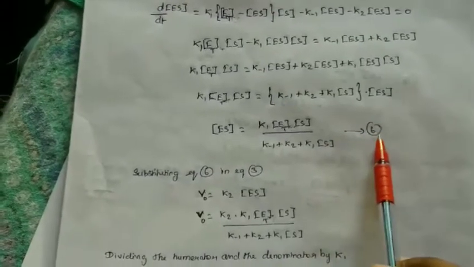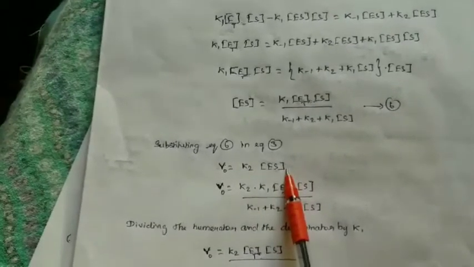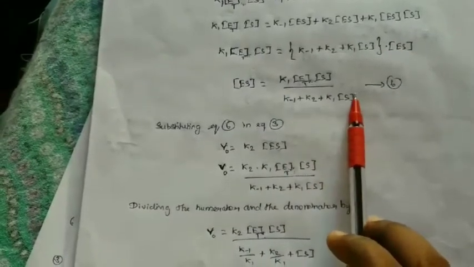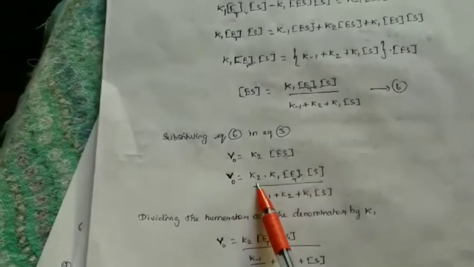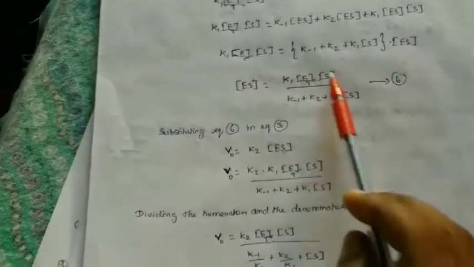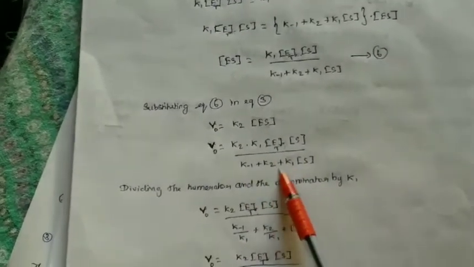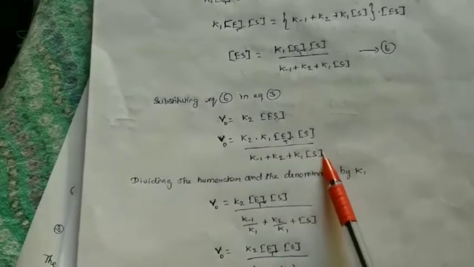If we substitute this equation 6 in equation 3, what must we find? According to the rate-determining step, V0 is equal to dP/dt, which is equal to K2 into enzyme-substrate complex concentration. So I am substituting equation 6 into 3. V0 is equal to K2 into, we already found ES, K1 into total enzyme concentration into substrate concentration divided by K-1 plus K2 plus K1 into substrate concentration.